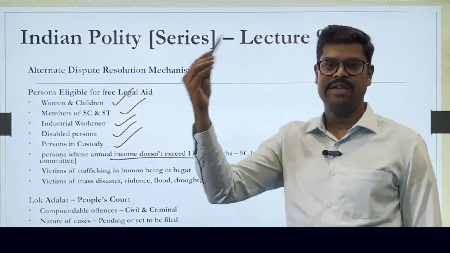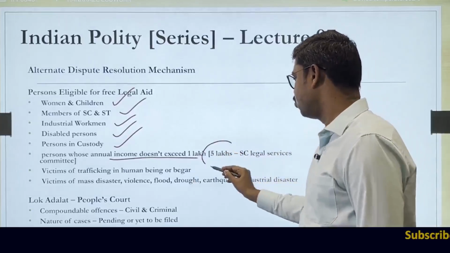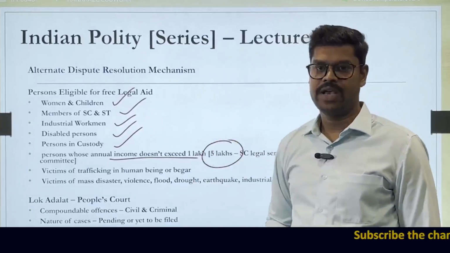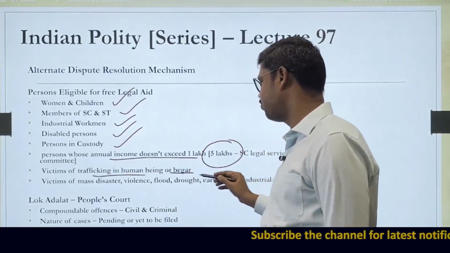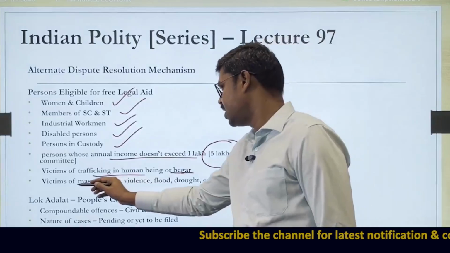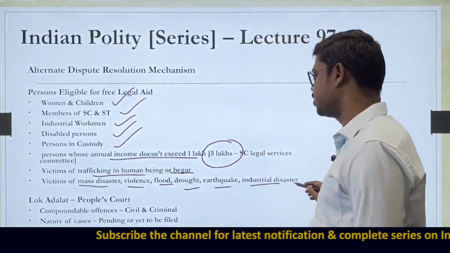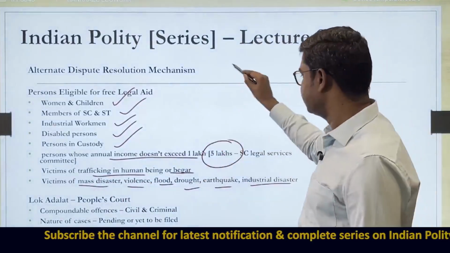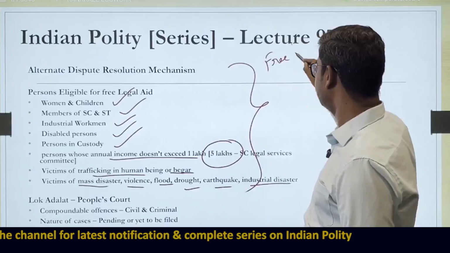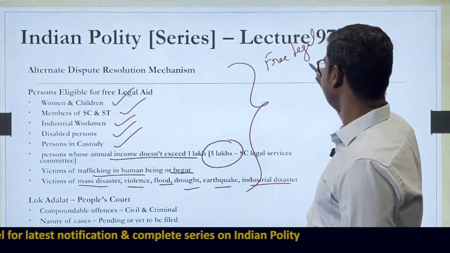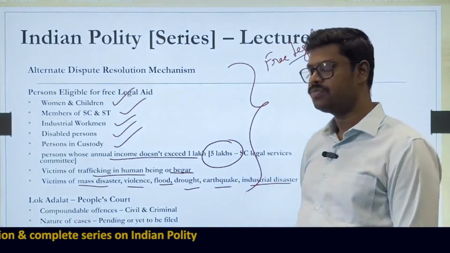to take the services from the Supreme Court Legal Services Committee, for those the income limit is less than 5 lakhs. Also victims of trafficking in human beings, victims of mass disaster, violence, flood, drought, earthquakes, and industrial disaster. So all these categories of people are eligible to get free legal aid. So that's basically what you'll have to understand.